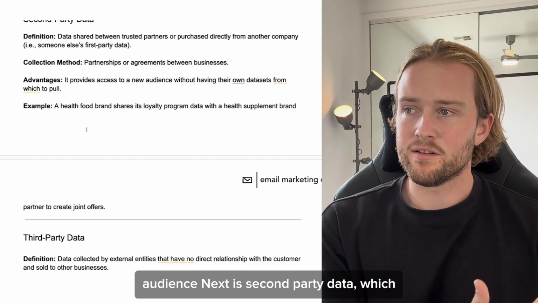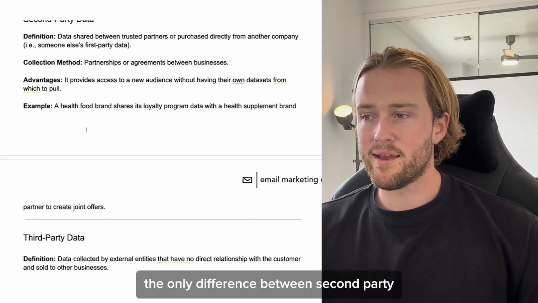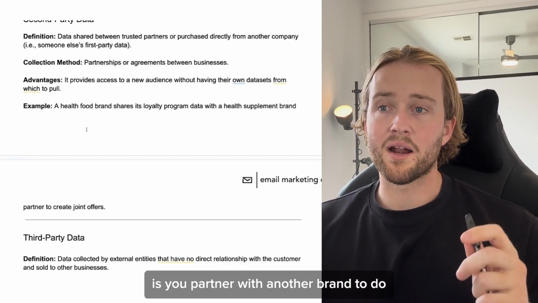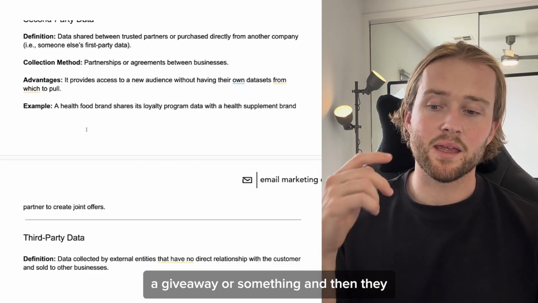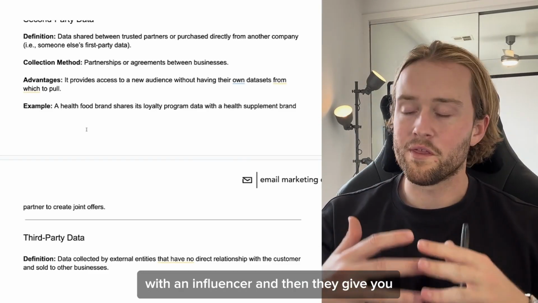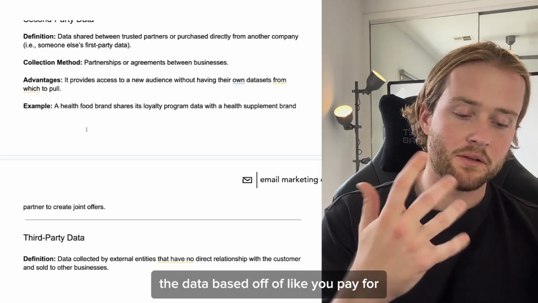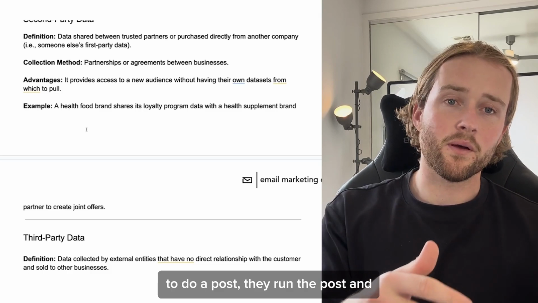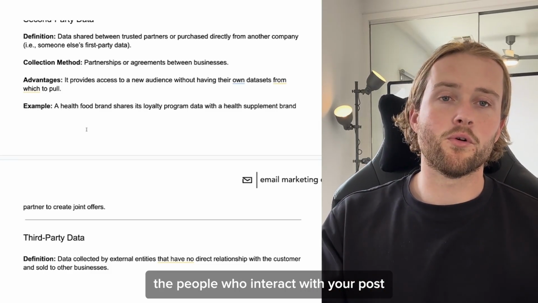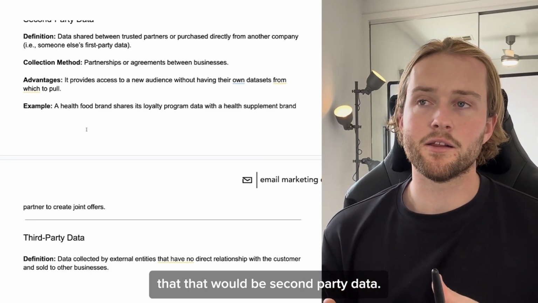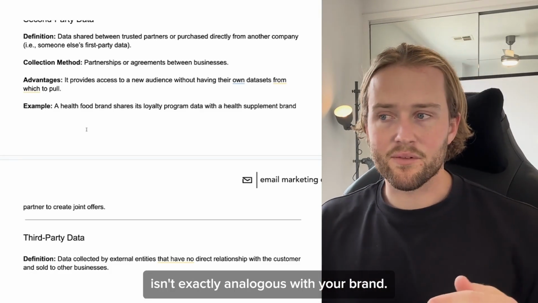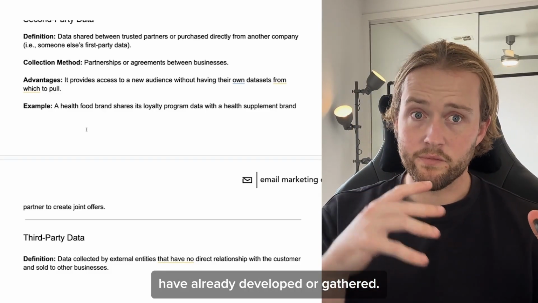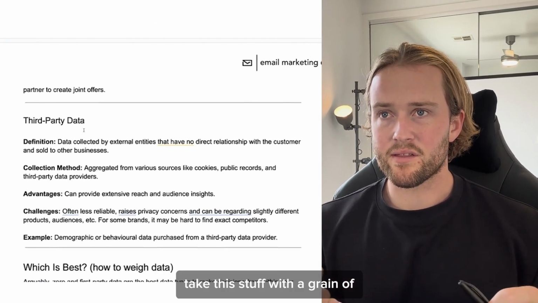Next is second party data, which is basically the same as third party, but the only difference between second party and third party data is they're partners. An example of second party data is you partnering with another brand to do a giveaway or something, and then they give you the data from the giveaway, or with an influencer, where you would pay the influencer to do a post, they run the post, and then they send you the analytics of the people who interact with your post. That would be second party data, which is very good, but the audience isn't exactly analogous with your brand. It'll always be tainted with their brand or the audience that they have already developed or gathered. So take this stuff with a grain of salt.